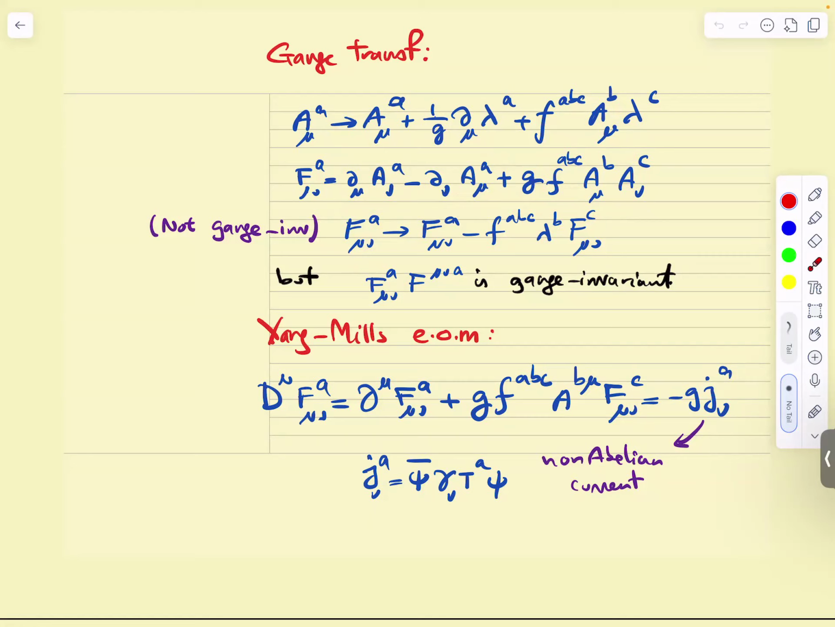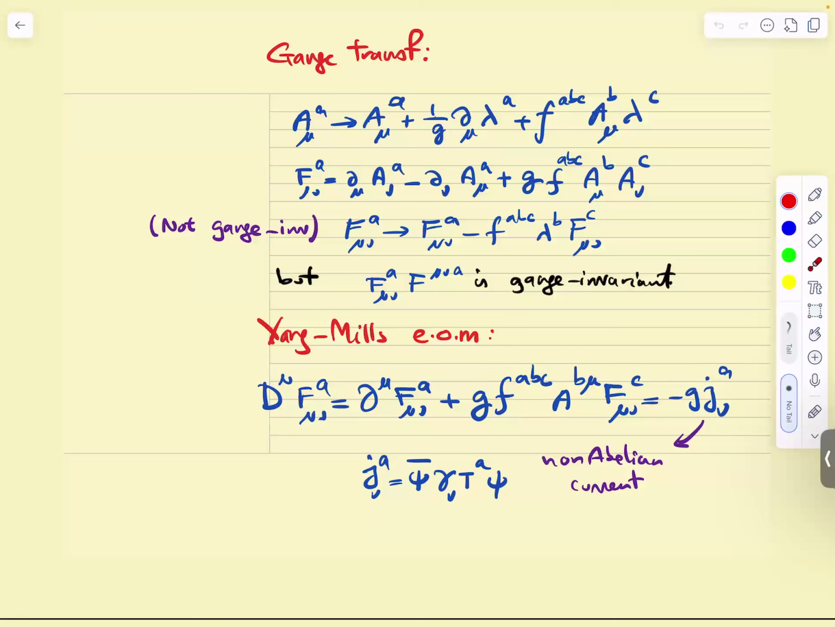So in Yang-Mills, what are the equations of motion? The equations of motion will become D mu of F mu nu of A equal to minus g J nu, right? This is current conservation, right? So if you recall, this should be familiar, right? So here, what is J0?